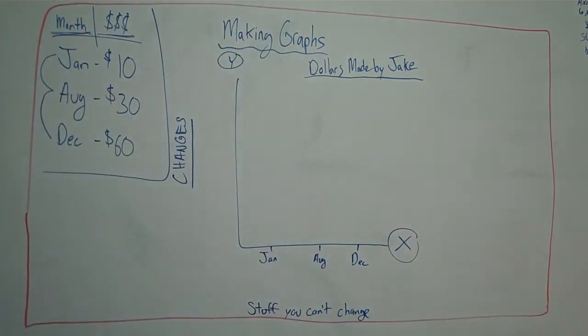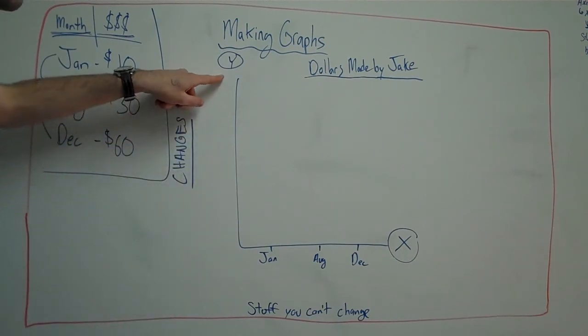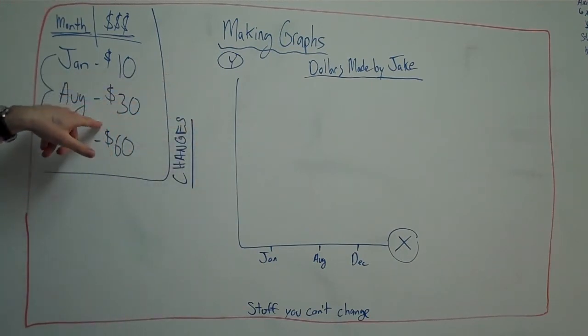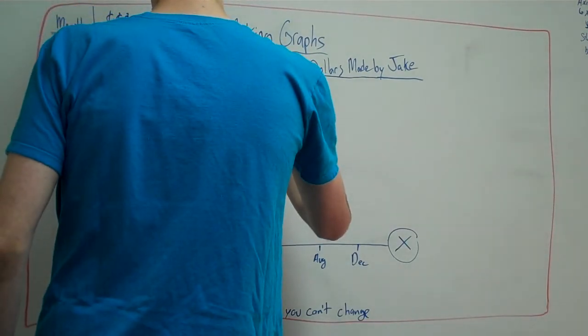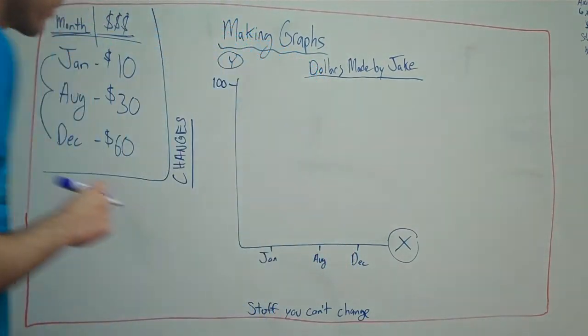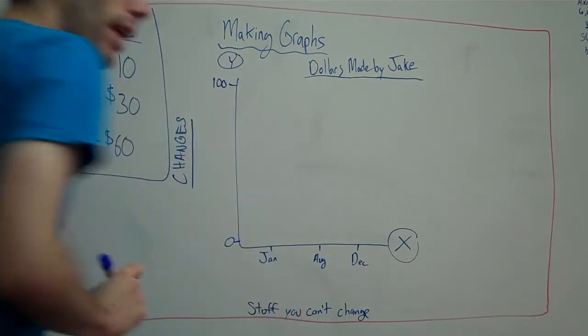Very good. Now, on the y-axis, our highest point has to be bigger than our biggest value. So what did you suggest? 100. Beautiful. And our lowest point's 0. Then we find what's in the middle.